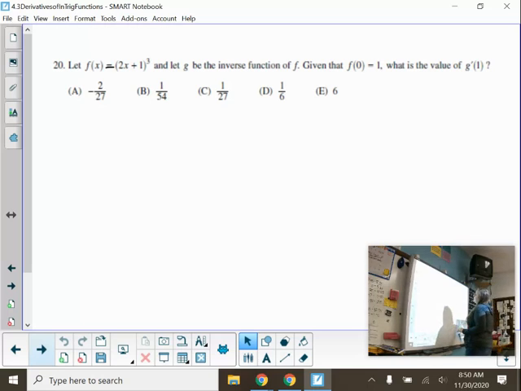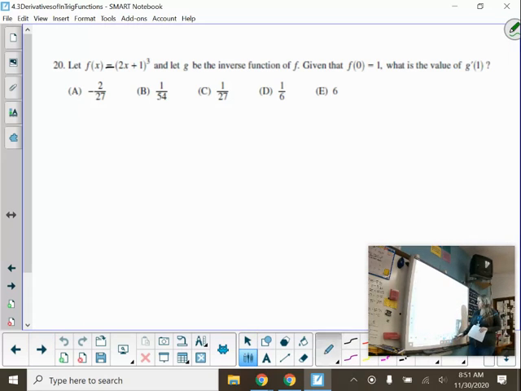Okay, I know the view might be a little bit off because this was snipped from an old AP test, and I have seen these appear on a lot of different tests, especially if there is going to be a multiple choice section this year, like there has been in most of the years in the past. So we know that f of x is equal to (2x plus 1) cubed. g is going to be the inverse of f, and we are given that f of 0 is equal to 1. We want to know the value of the derivative of g at 1.